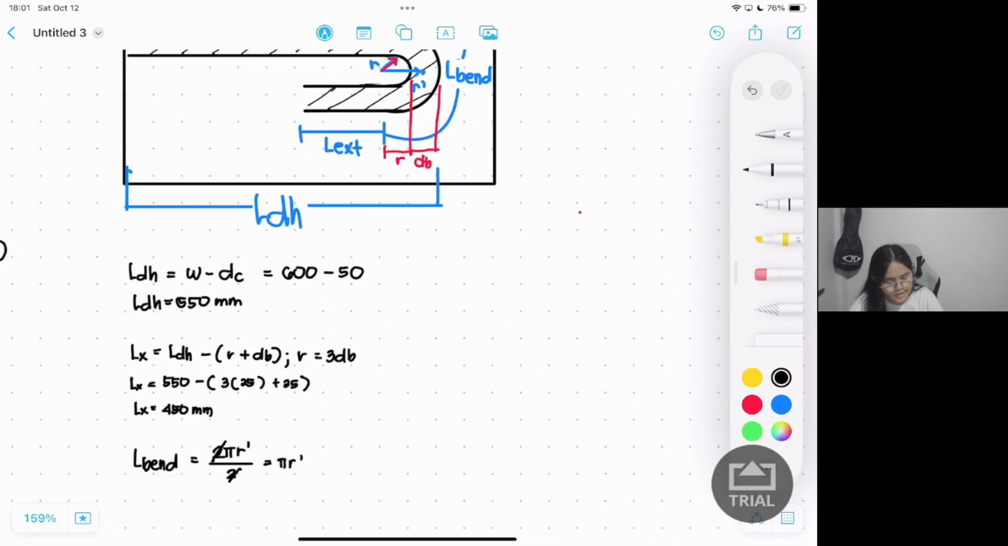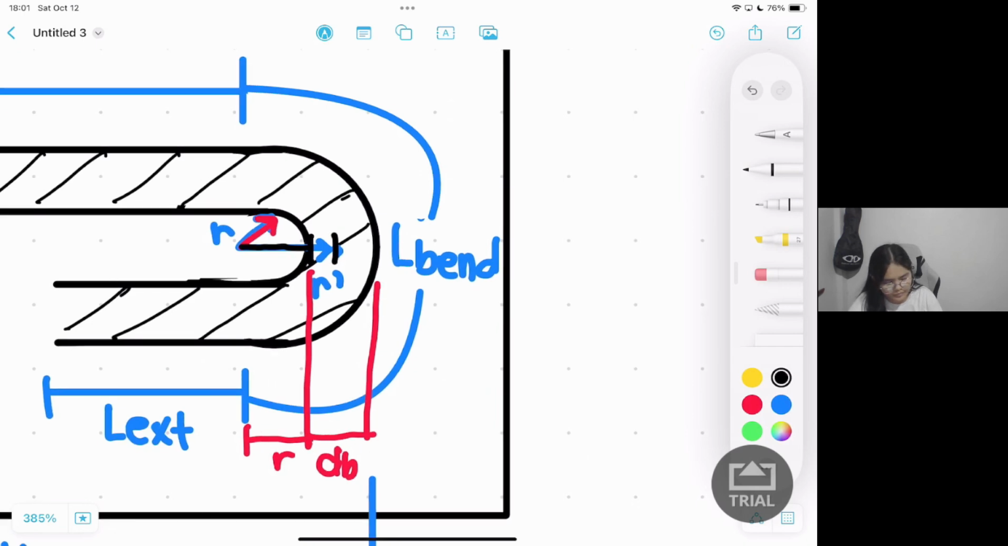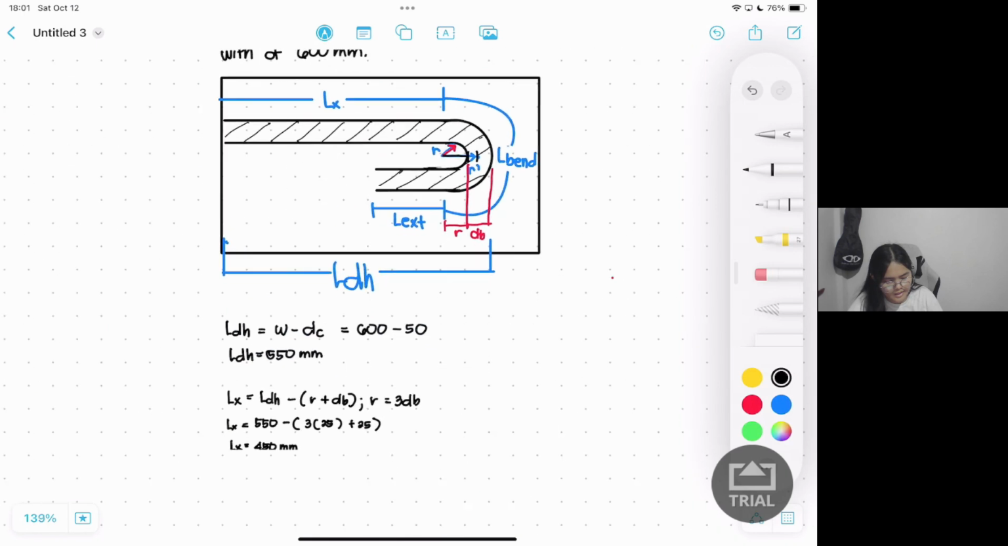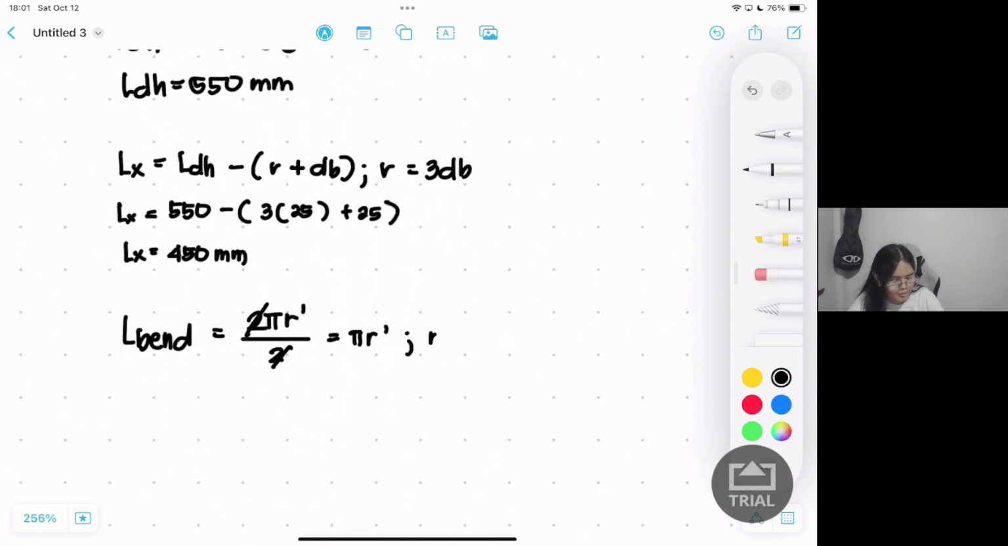Wherein, ano ulit si r prime? Dito sa figure, that is radius plus yung kalahati ni dB. Okay? Guys, sana nagigets nyo. So, R prime is equal to R plus 0.5 ni dB. Okay? Substitute nyo na ngayon yung values natin.